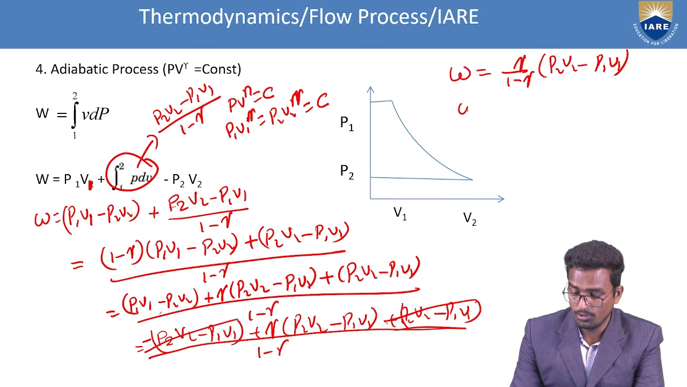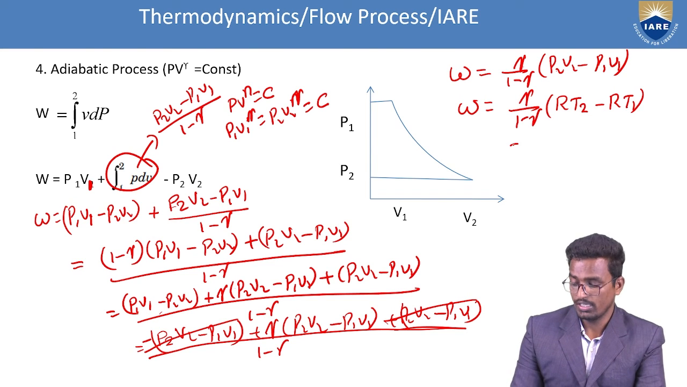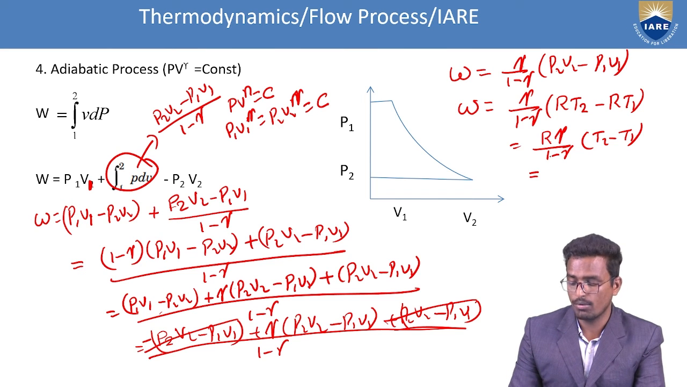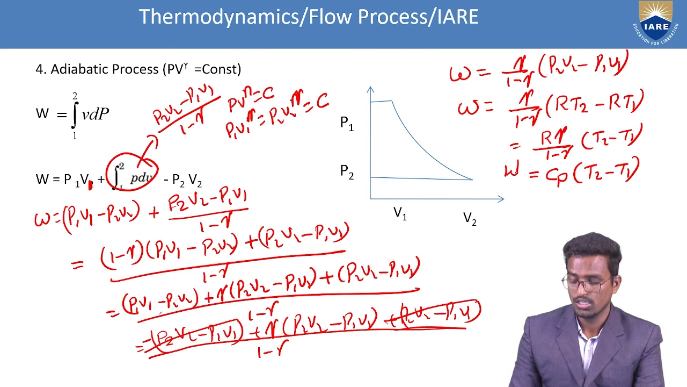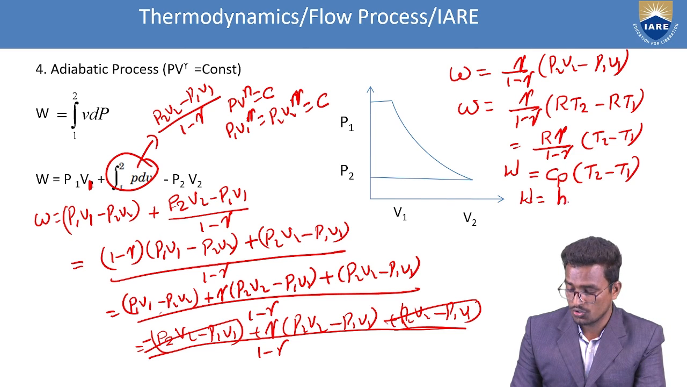So W you can also tell in such a way that gamma by 1 minus gamma, and PV you write in terms of RT2 minus RT1, as we just discussed. You take R common, so R into gamma by 1 minus gamma into T2 minus T1. R gamma by 1 minus gamma is Cp, the specific heat at constant pressure, into T2 minus T1. This is the work done equation. If you simplify it again, you get the work done equation as H2 minus H1.